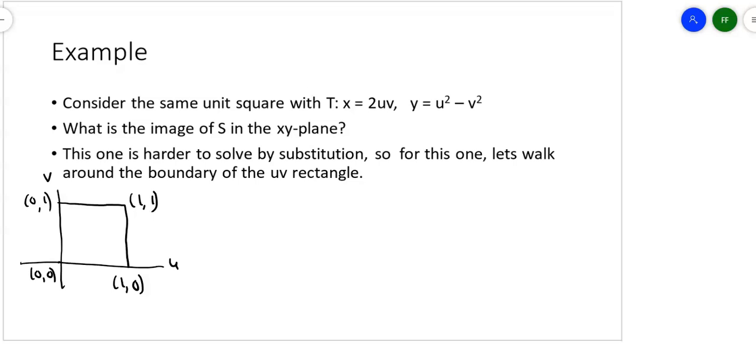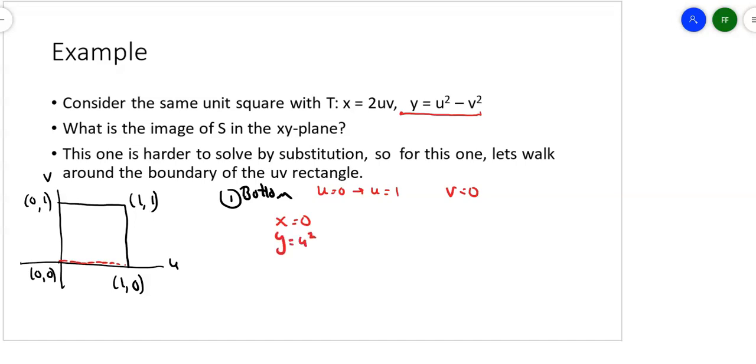So the first thing is, let's walk across the bottom. If I walk across the bottom over here, where am I going? I'm going from u equals 0 to u equals 1. The v values are 0. So that must mean that when x is equal to 0, y is equal to u squared. How do I know? Go back up here. Y is u squared minus v squared. Well, if v is 0, y is u squared.